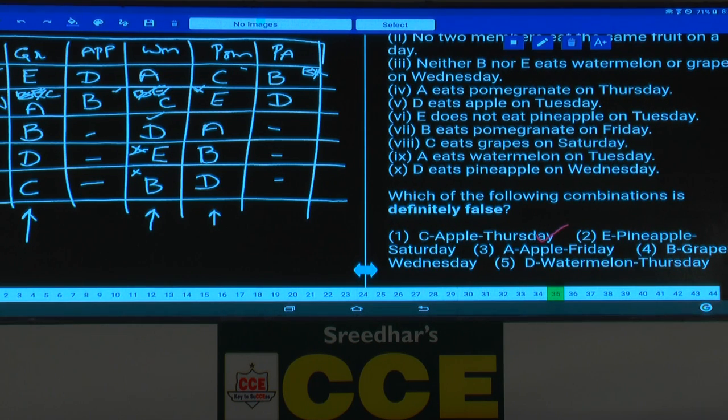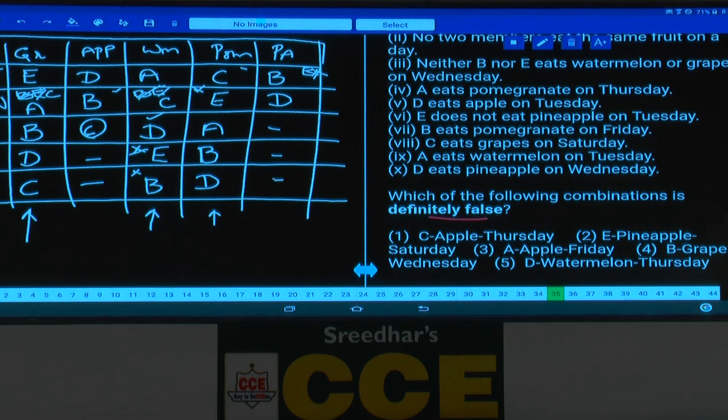Then question number 35, which of the following combinations is definitely false? Now the question is about what is definitely false. C, apple Thursday, C can be apple. We cannot say that it is definitely false. There is a possibility for true as well. Definitely false means it should not be true even in a single case. Whether C can be at this place or not, yes it can be. We are not 100% sure, but there is a possibility for that. Hence C, apple Thursday is not the answer.